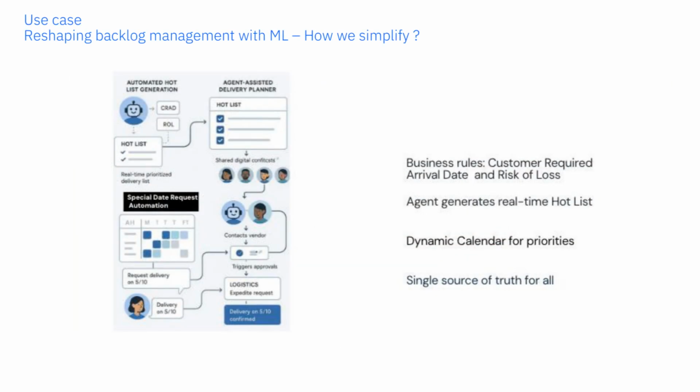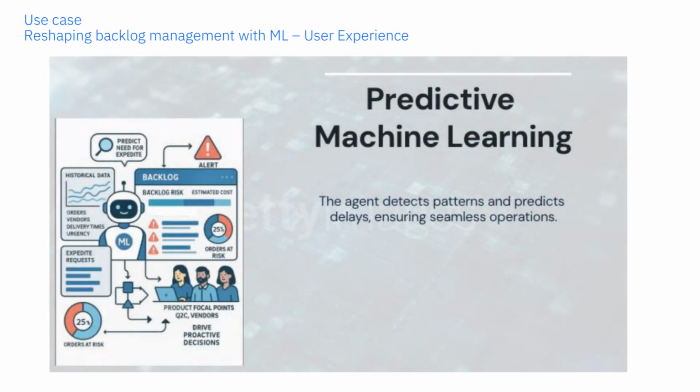Our ML model creates a real-time hot list of orders at risk. It generates a dynamic calendar, applies business rules like customer-required dates, risks of loss, and shares priorities across all teams in one place. Leaders can analyze the model predictions and start to take actions. With machine learning, the agent detects patterns and predicts potential delays. It suggests expedite actions before issues arise. No more firefighting. Operations and costs are under control.